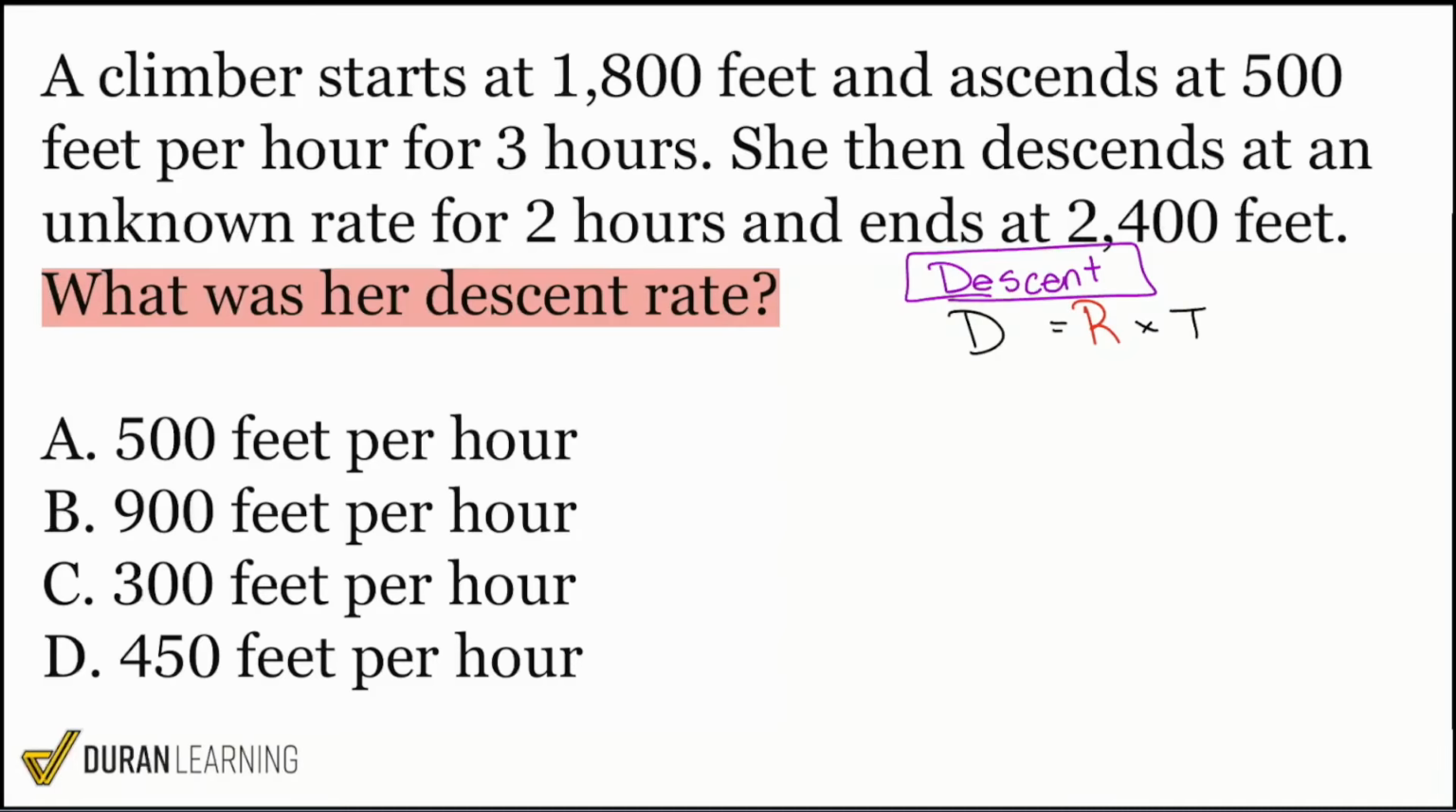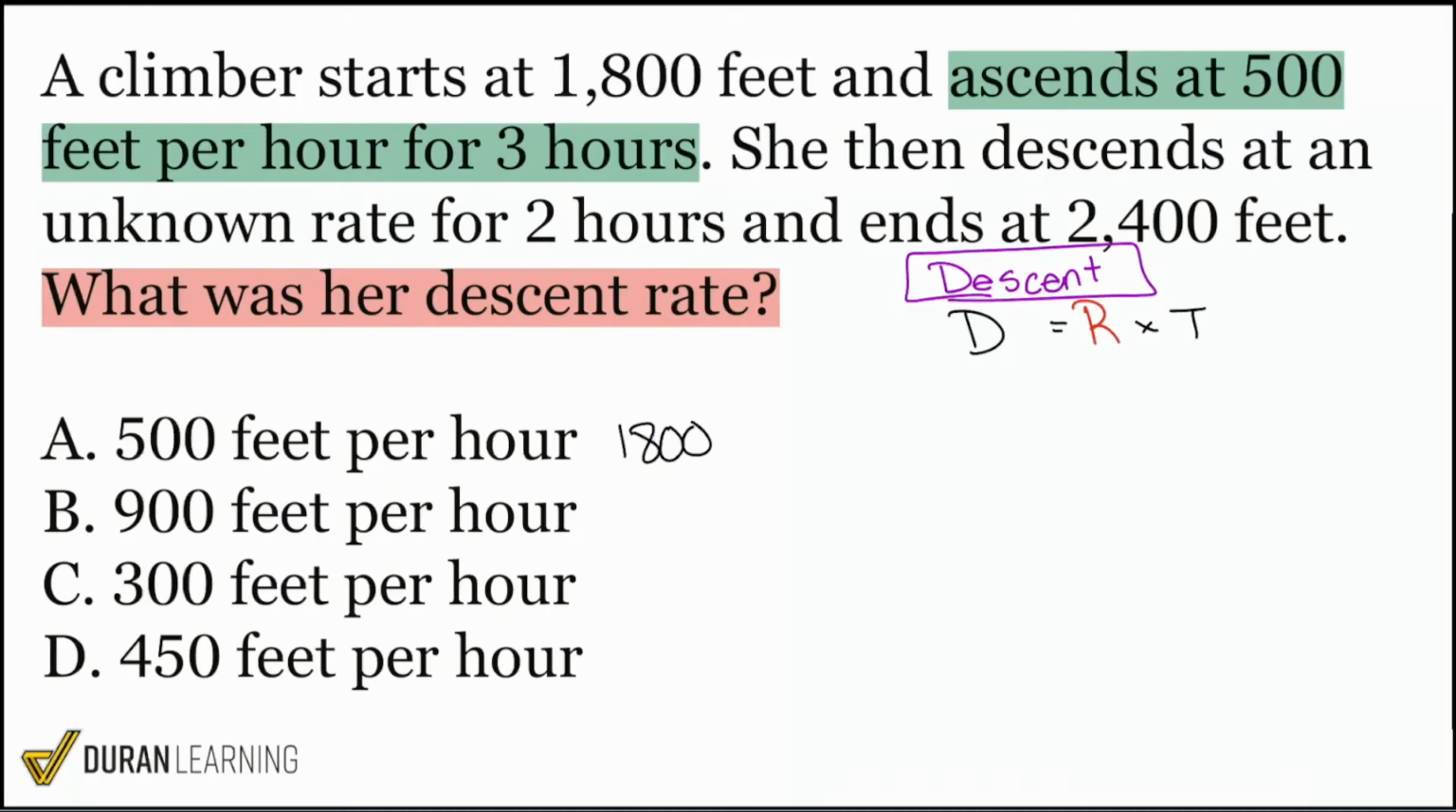Watch this. So we're going to go ahead and try to find everything that has to do with the distance and time for the descent so we can find that rate. So it says a climber starts at 1,800 feet and then ascends at this rate for this amount of time. So again, we start off here, we go up, then we go down, and here's where we end up. And so we want to find the rate for the descent. All right, cool. Here's how I'm going to do that. I'm going to start off with the 1,800 that they gave us. And then from there, we're going to ascend at 500 feet per hour for 3 hours.